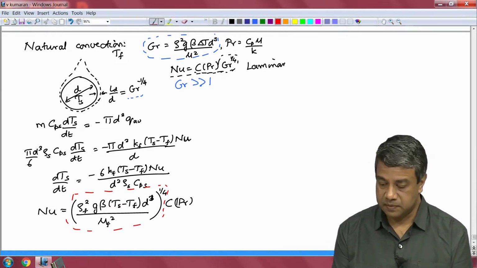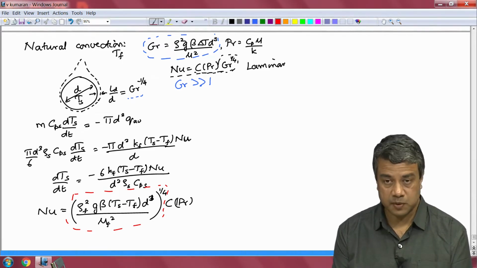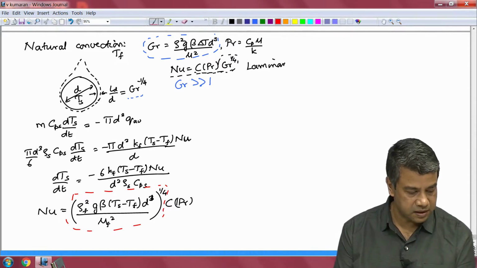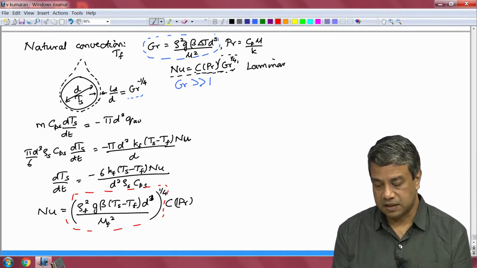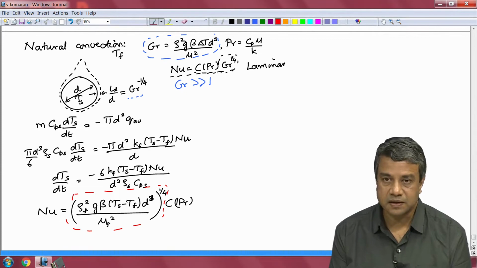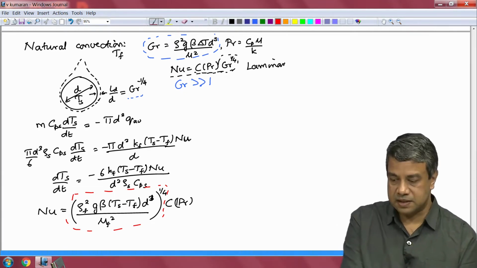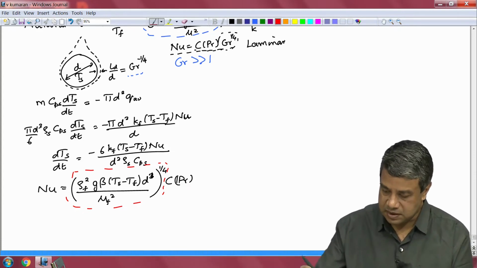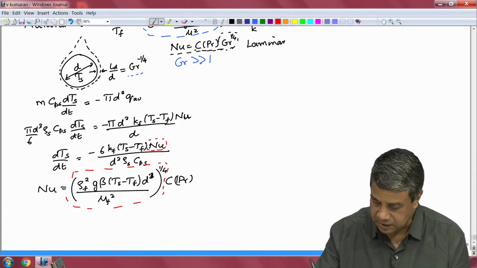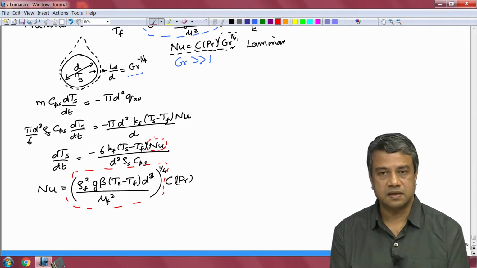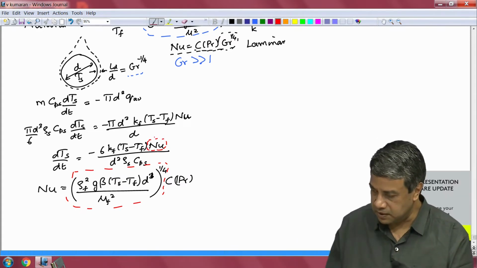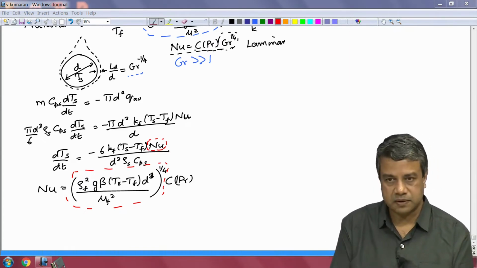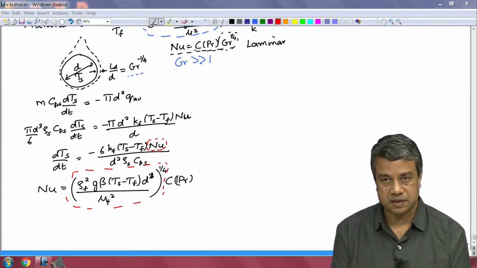However, the Grashof number does contain within it the temperature difference. Therefore, the right side of the equation is not linear in the temperature, because the Nusselt number does contain within it a temperature difference. It goes as the difference in temperature to the 1/4 power. So, I have to incorporate that into the equations.